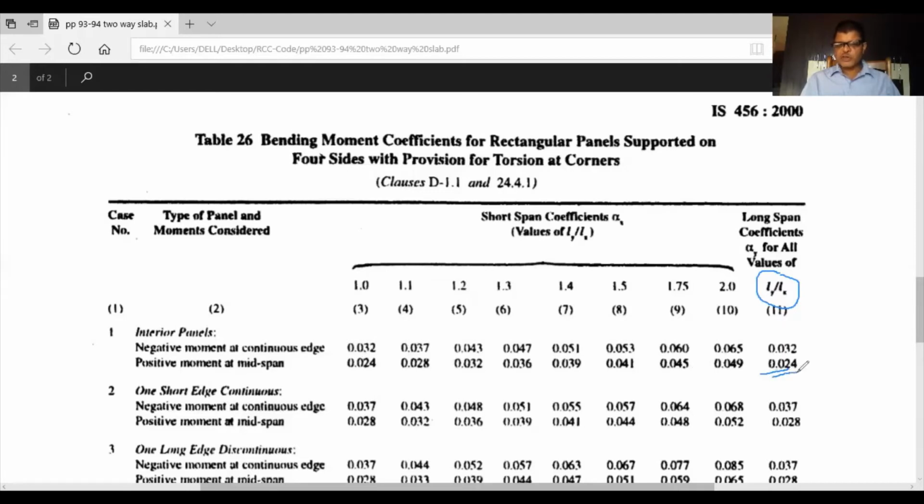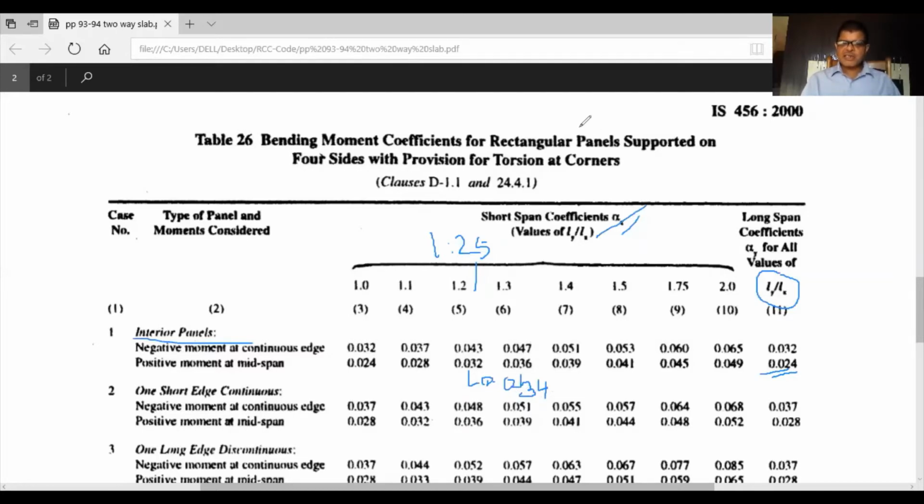This is equal to 0.00324 for interior panels. And for alpha x, you have to again do the linear interpolation between the coefficients. Suppose Ly by Lx is equal to 1.25, and it is an interior panel. So what is alpha x? Now you come here, positive midspan, 1.25 means between 1.2 and 1.3, so 0.03 to 0.036. So it is in between, it will be 0.034. So you can do the linear interpolation as you have done for calculating shear stresses. In a similar fashion you can find it out.